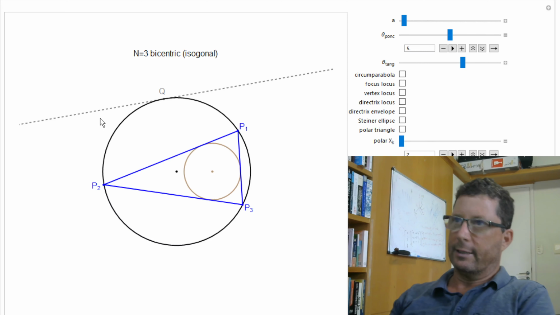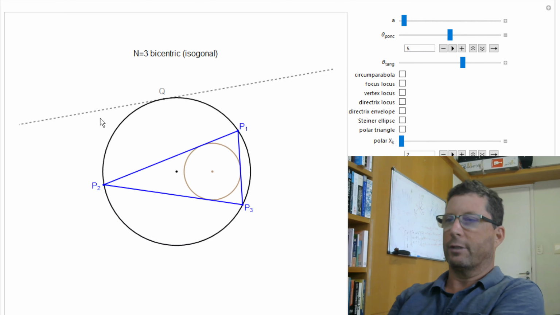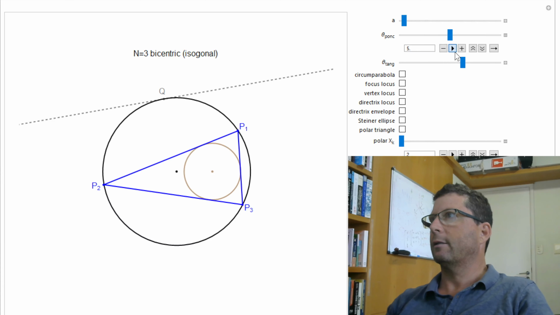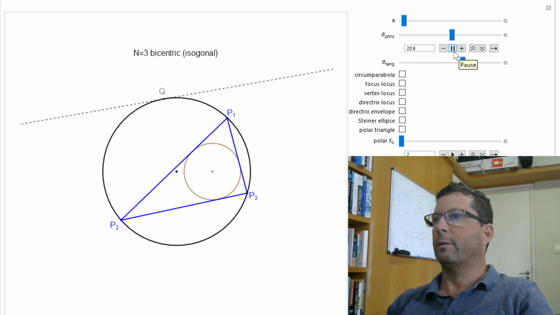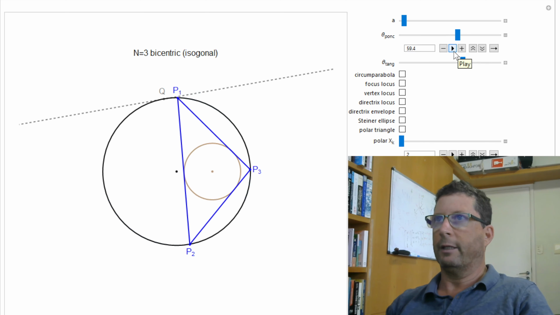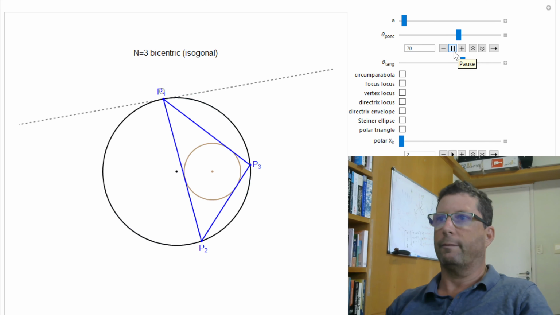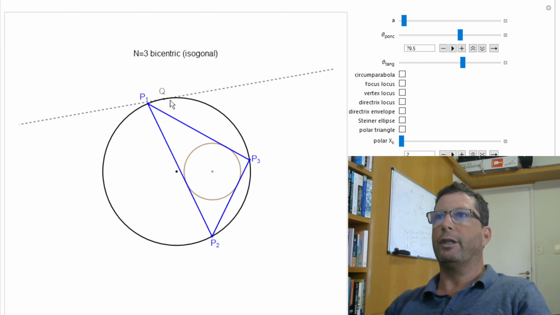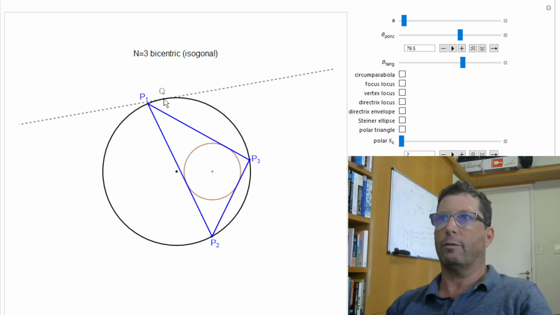So we're back to the bicentric Poncelet Triangle family. Let's animate it. P1, P2, P3, inscribing a fixed circumcircle, circumscribing a fixed incircle. Now I've picked a point Q on the circumcircle and I drew a tangent to the circumcircle at Q.